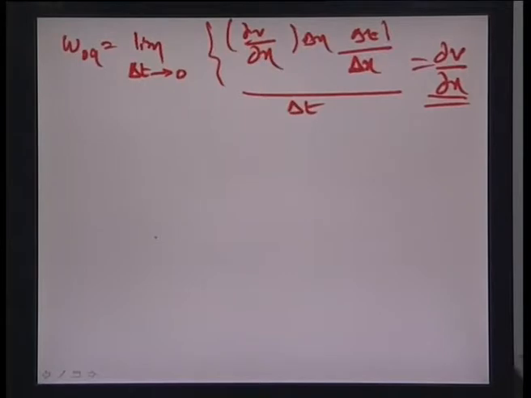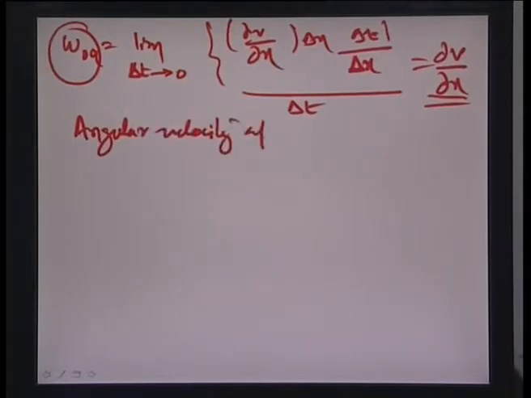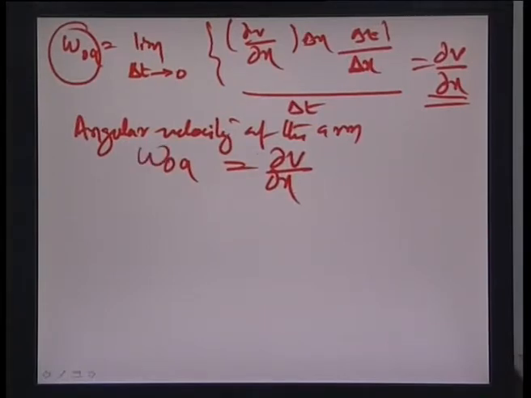So, surprisingly enough, the angular velocity omega OA of the arm OA comes out to be equal to del v by del x. Okay. So, the rotation really translates into a rate of change of y velocity with respect to the x direction.